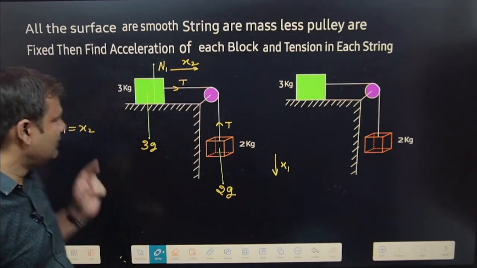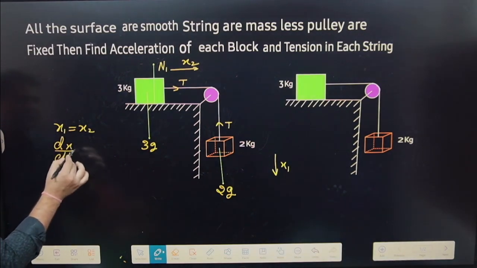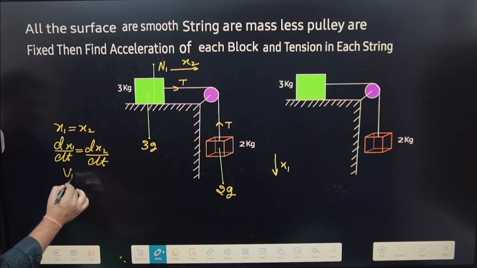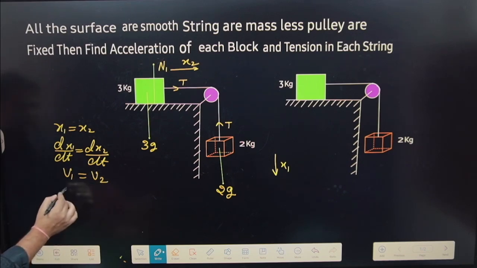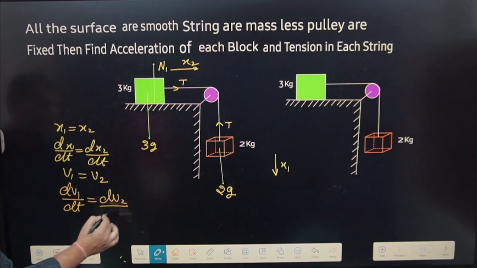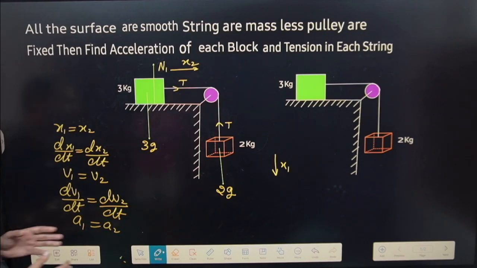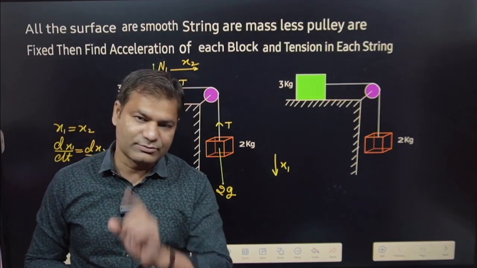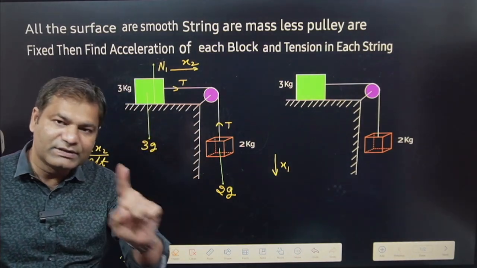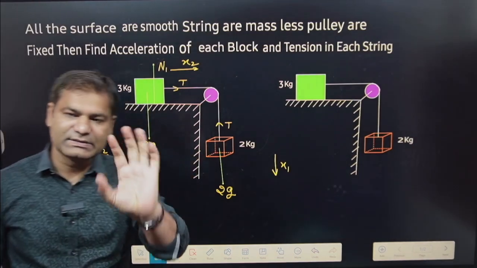After that, if both are differentiated with respect to time, we get v1 and v2, so velocity is also the same. If we differentiate again, we get acceleration, a1 and a2. So both blocks move with the same acceleration. I hope it is clear. Both blocks go downward with the same acceleration.